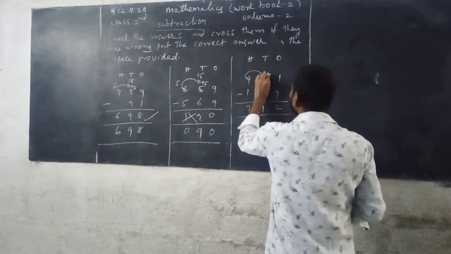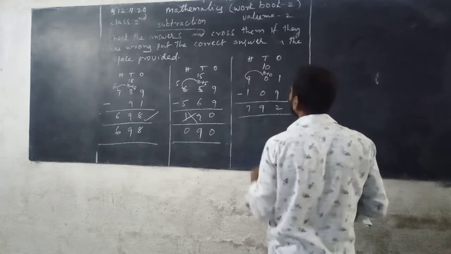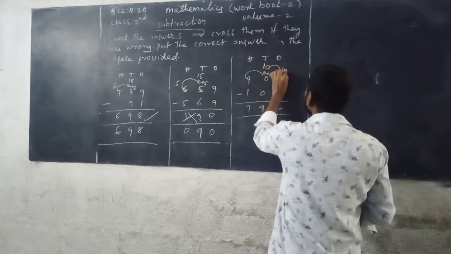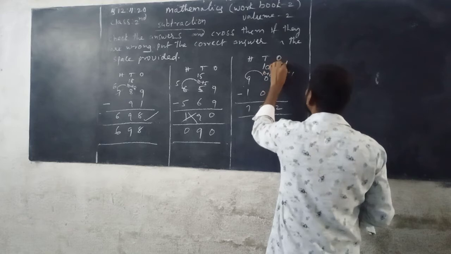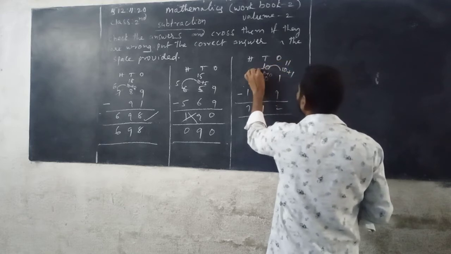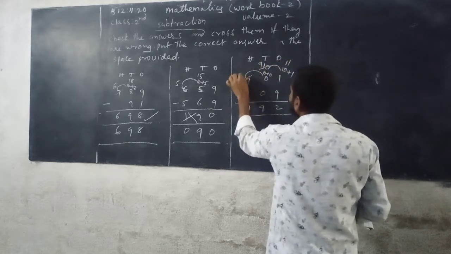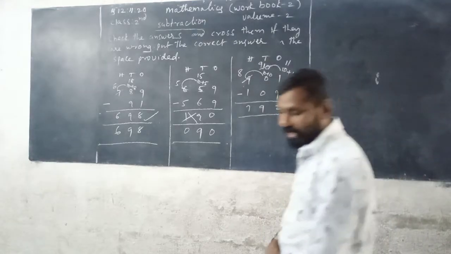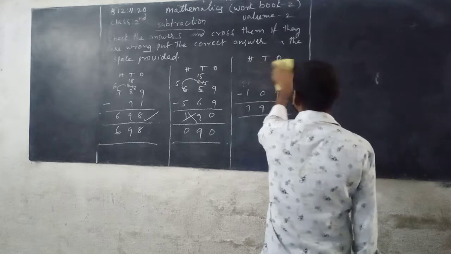10 plus 0 you can get 10. Again this 10 is borrowed to this. How much? 10. 10 plus 1, you can get 11. Then here 10 can lose 1, here 9 can lose 1, here 8. Did you understand? So once again I can explain, listen carefully.